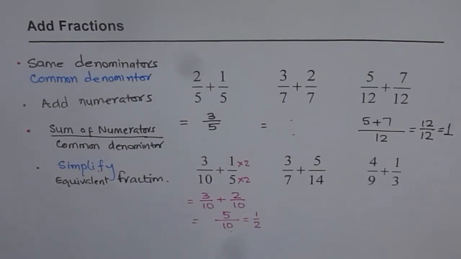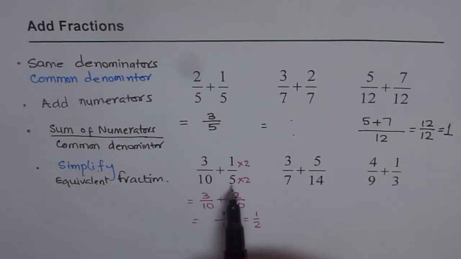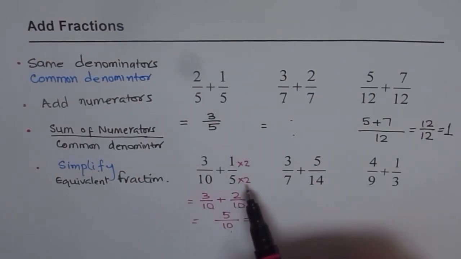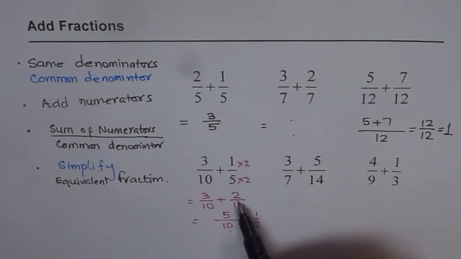Do you see that? So in this particular question, we have applied all the steps. Step number 1, make the same denominators. So we found that 5 can be multiplied by 2, and if we do that, we have the same denominators. Now remember, if you multiply 5, which is the denominator, you have to multiply the numerator also. So you get an equivalent fraction. 2 over 10 is the same as 1 over 5.